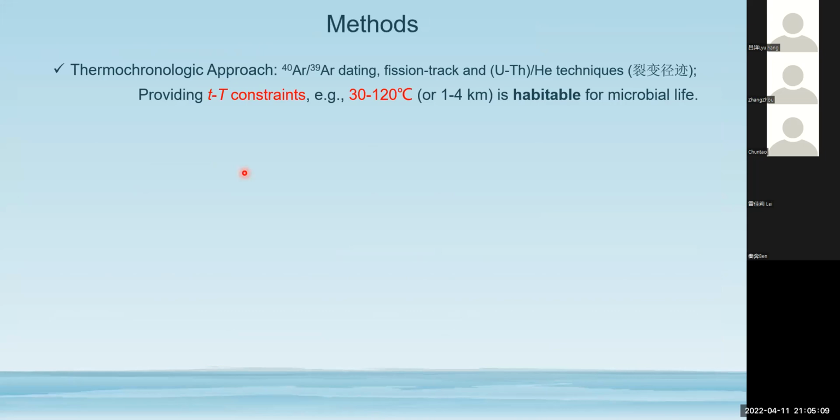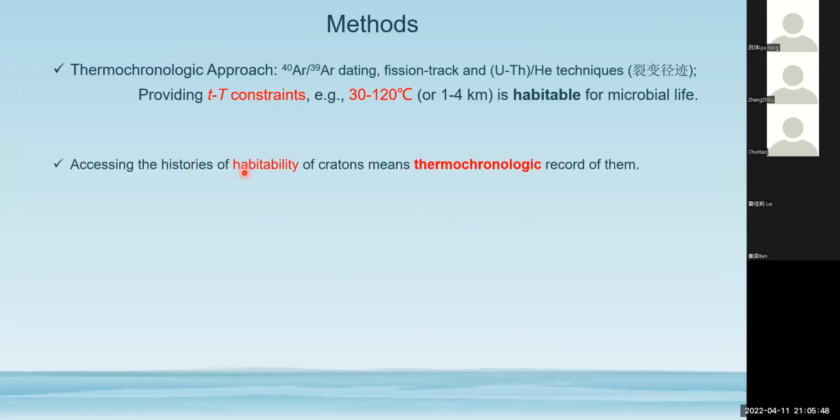In this paper, they use the thermochronologic approach, that is argon dating, fission track, and uranium-thorium helium techniques. Using these methods, it can provide temperature and time constraints of the different cratons. The authors point out that temperature is the most important factor affecting the habitability of the deep biosphere. For example, 70 to 120 degrees is habitable for microbial life. So if you want to assess the histories of habitability of different cratons, you have to get their thermochronological record.